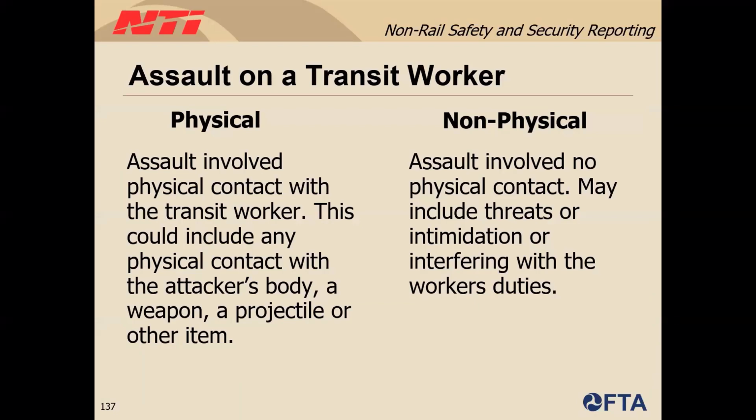Again, there are two terms used to collect the assault type. These terms classify the assault as physical or non-physical. In a physical assault, the assailant makes physical contact with the worker or may use an object, weapon, or projectile to do so. Projectiles may include bullets, any liquids, the assailant's saliva, or any other substance. In non-physical assaults, there is no physical contact with the worker. Non-physical assaults could include verbal threats, harassment, or interference with the worker's duties. For example, interference with the operator's ability to continue service when one is refusing to get off the vehicle when asked.